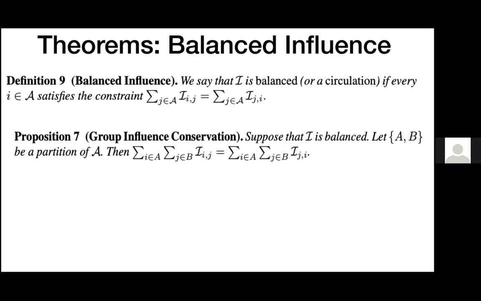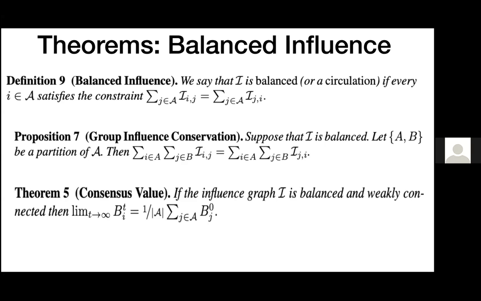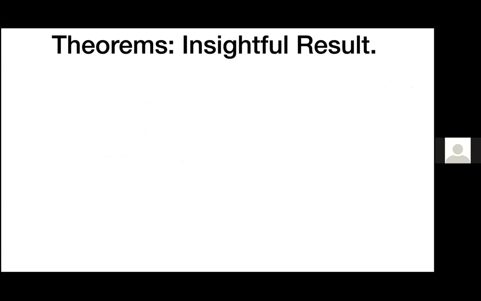And there is a nice influence conservation. If you take any partition of the set of agents, the outgoing influence is the same as the incoming influence for any component. And for this particular case, if your influence graph is balanced, then you also know what the consensus value is going to be. But that's not the most interesting thing. The most interesting, insightful result actually tells me something about polarization.